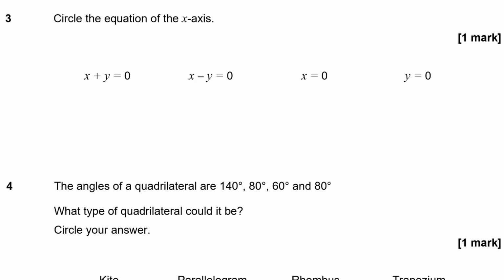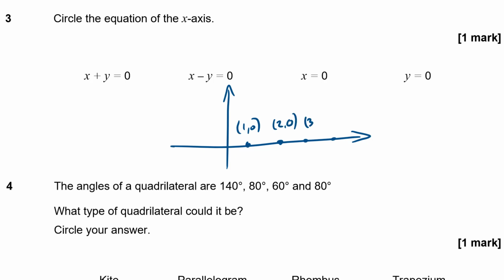Question 3 asks which of these is the equation of the x-axis. Now, if you consider points along the x-axis and what their coordinates are, this would be the coordinate 1, 0. This one is 2, 0, 3, 0, 4, 0, etc. So what do they all have in common? They all have in common that the y coordinate is 0, which is why the equation of the x-axis is y is equal to 0.